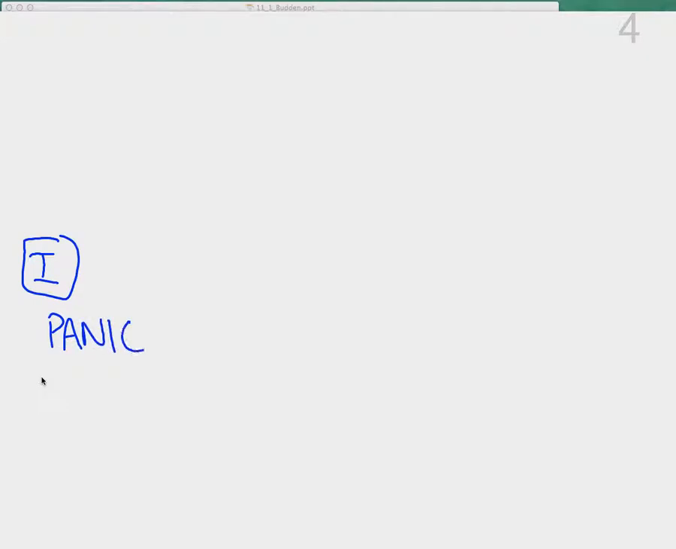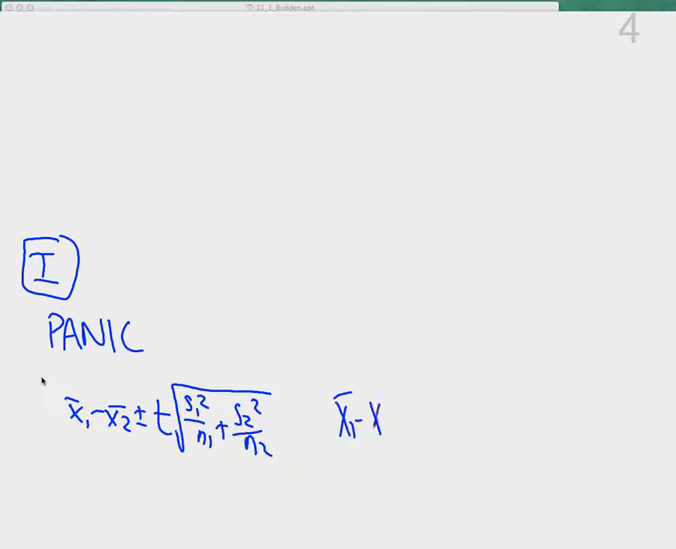If you are doing a panic, here's the formula. X bar 1 minus X2 bar plus or minus T, and then the S1 squared over N1 plus S2 squared over N2. I didn't write this down in the Phantoms, but I do want you to know, or at least realize, that sometimes you're going to use Z. You guys know that, right? Depending on if you know the population standard deviations. And in this case, it's going to be sigma squared.